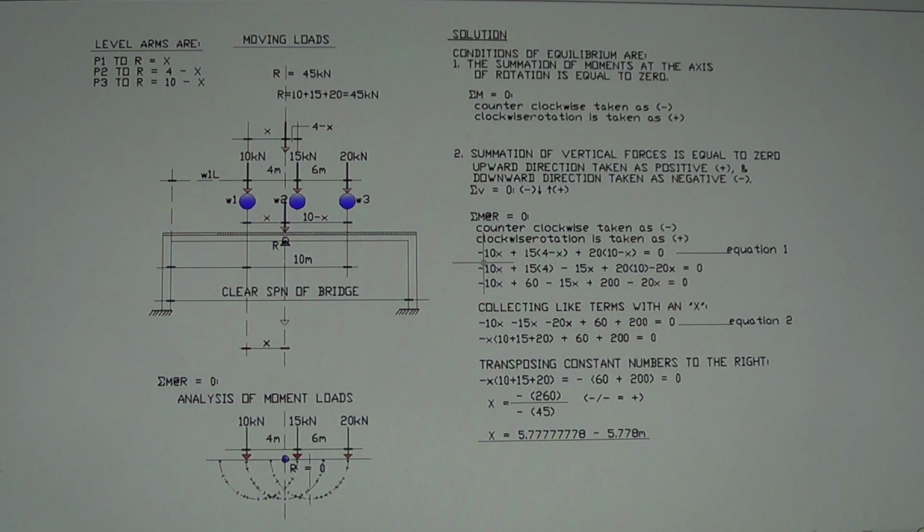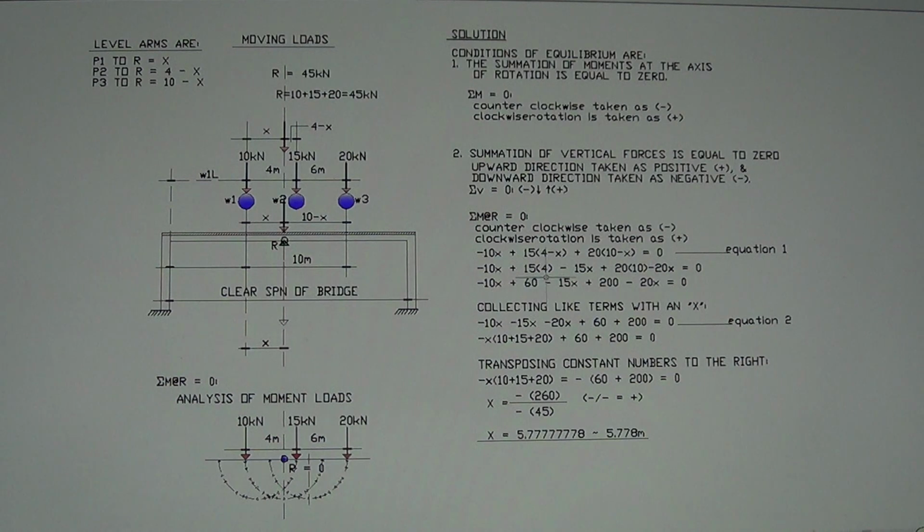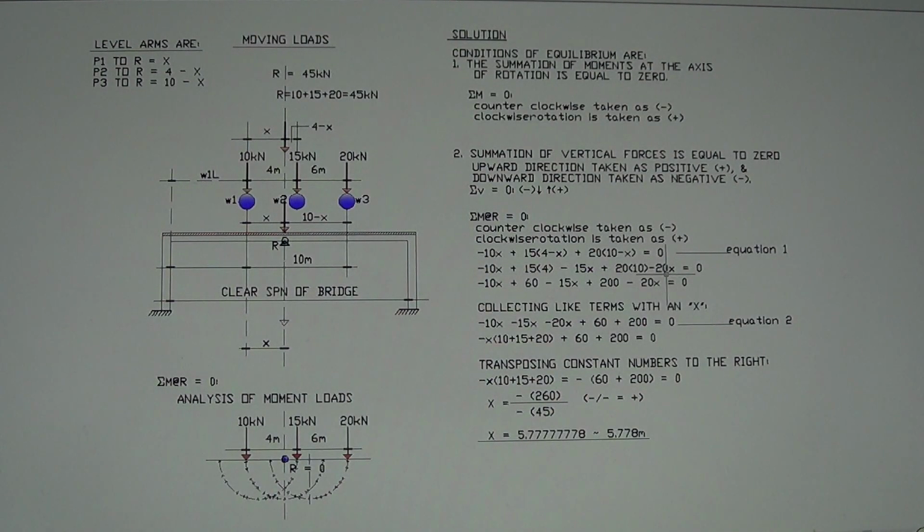Alright, simplifying all this: 10x plus 15 times 4, and then x times 15 equals minus 15x, plus 20 times 10 is right here, and then 20 times minus x equals minus 20x, equal to 0. Simplify again. Now the 15 times 4 is equal to 60, and then 15x remains as 15x, and then 20 times 10 equals 200, minus 20 times x is equal to 0.